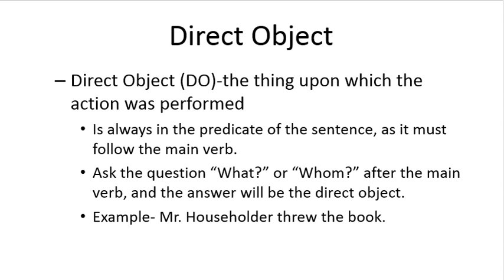The student slapped the teacher. Slapped is the action. Slapped what? No answer. Slapped whom? The teacher. So the teacher would be the direct object. That means slapped is a transitive verb. Okay? So the direct object is the thing upon which the action was performed.